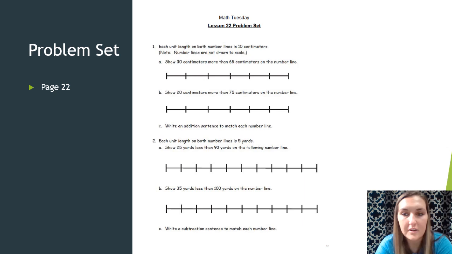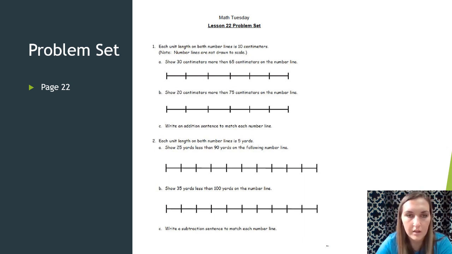That is it for our practice time together. Now you should turn to page 22 for your problem set. You're going to complete pages 22 and 23 independently. I will read through each question. You can follow along if you would like and pause the video when I read through each question so you have time to solve.